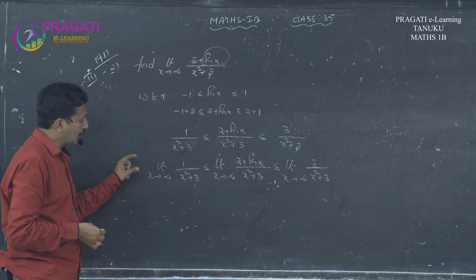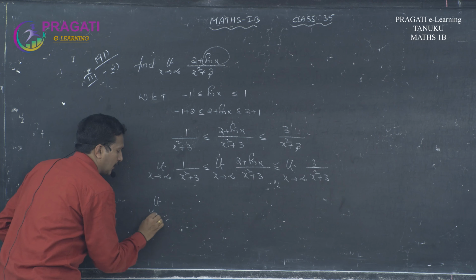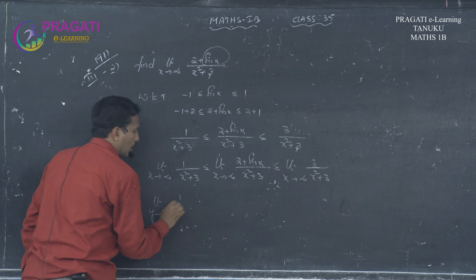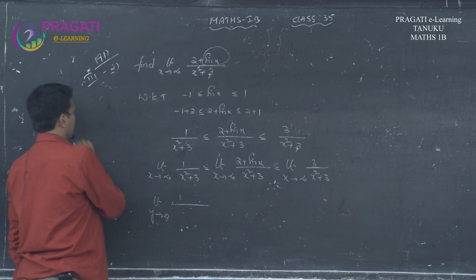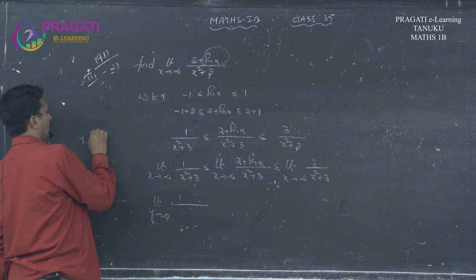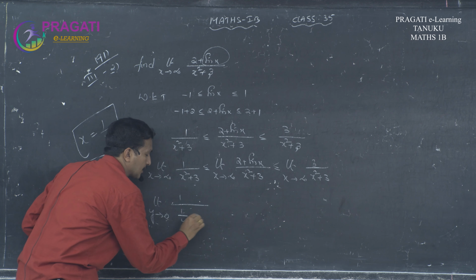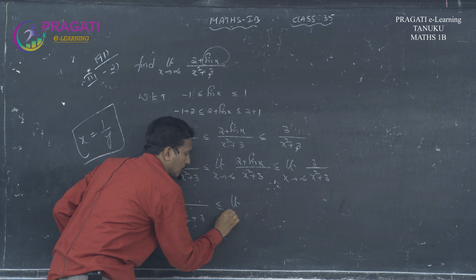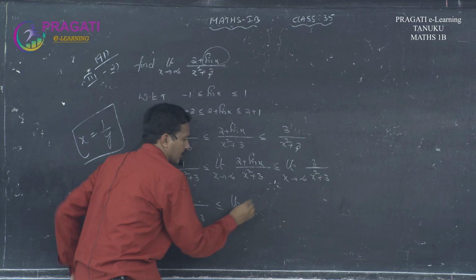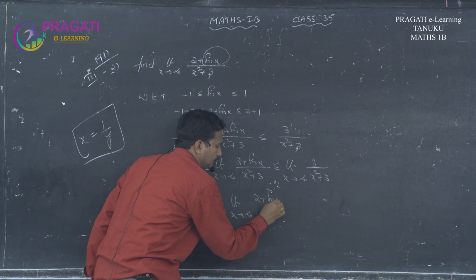Here, to find the value of the first one, x tends to infinity, so put x is equal to 1 by y, and y tends to 0. Directly write it here: limit y tends to 0, 1 by x means 1 by y, so x square means 1 by y square plus 3. The second term does not change, write the same.